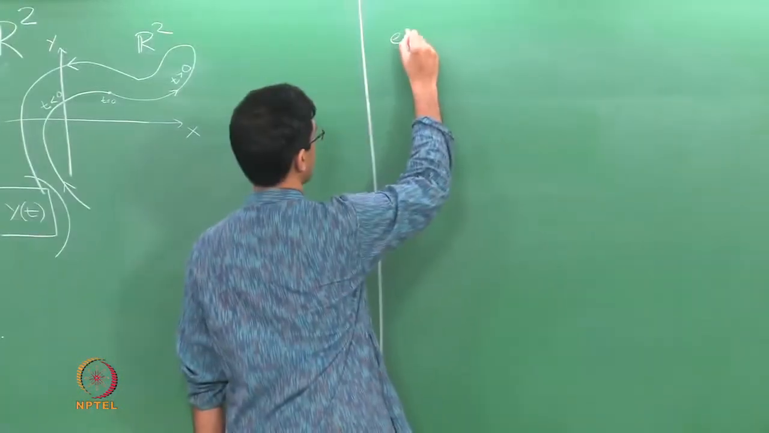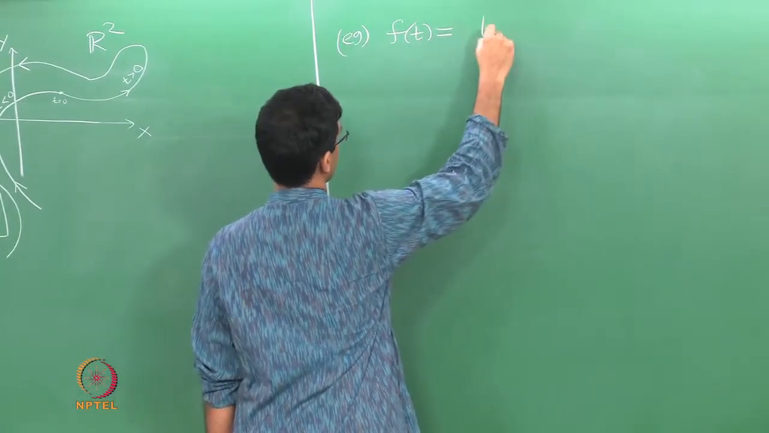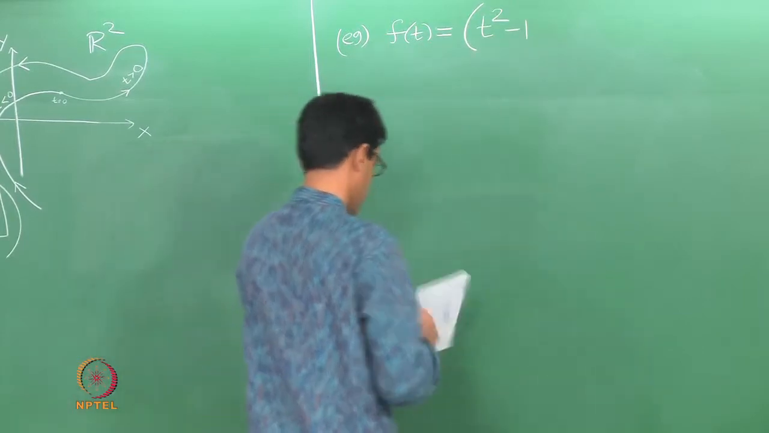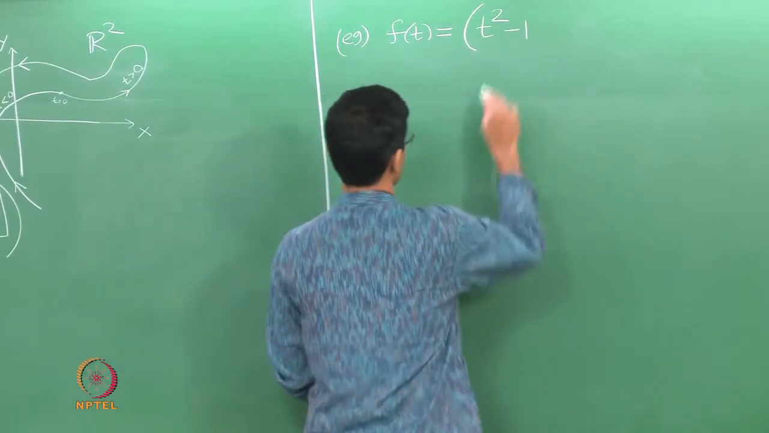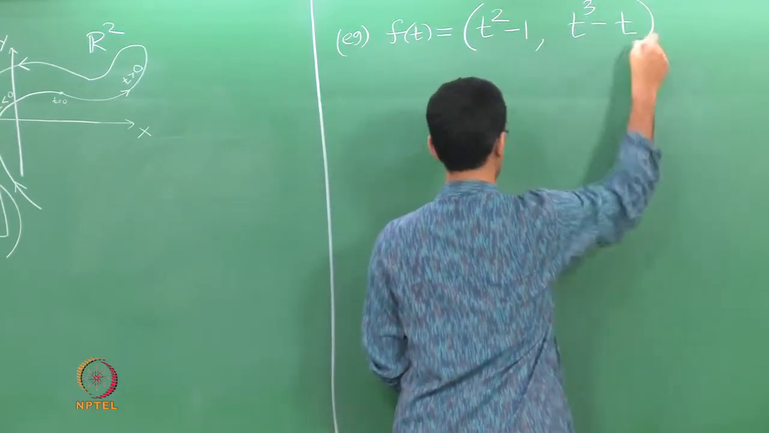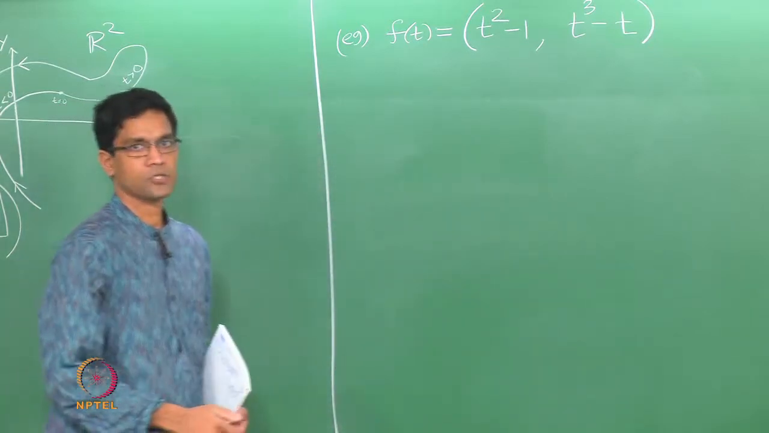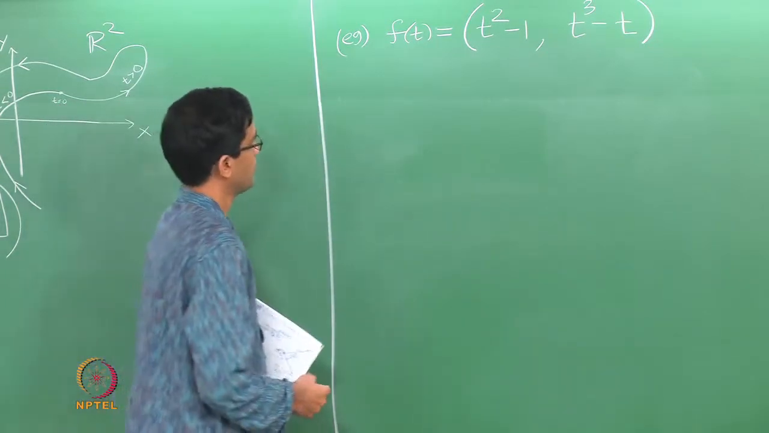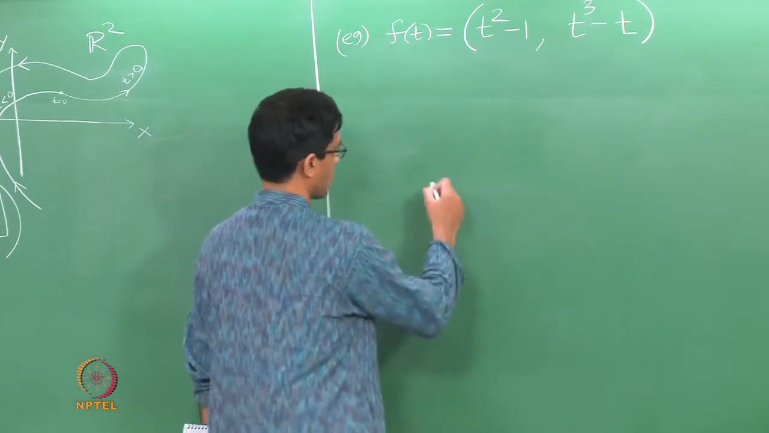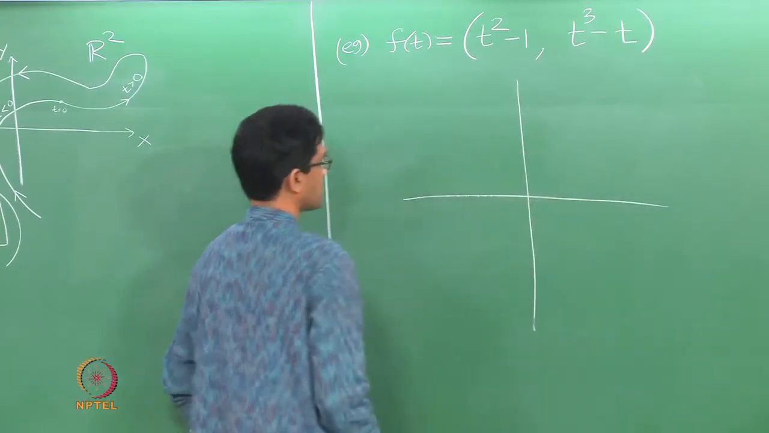So suppose I take f of t equals t squared minus 1, that is the x coordinate. Y coordinate is t cubed minus t. Okay. So here is your function f, and so what we want to do is really figure out what is the curve that is traced out by this function as time t changes.